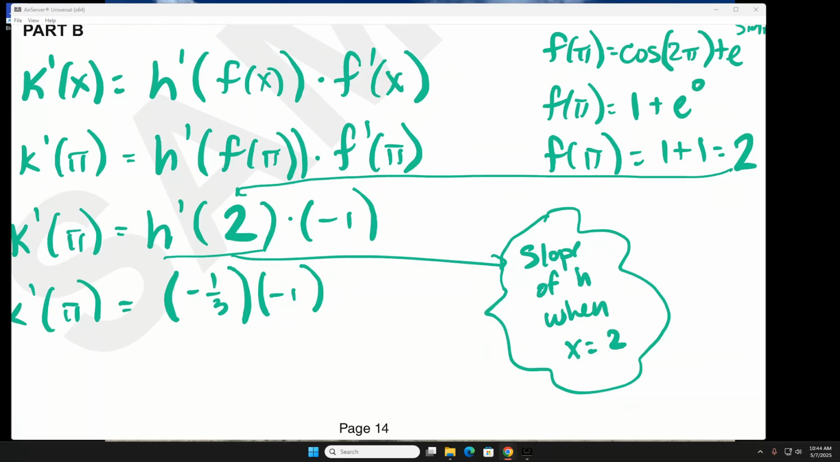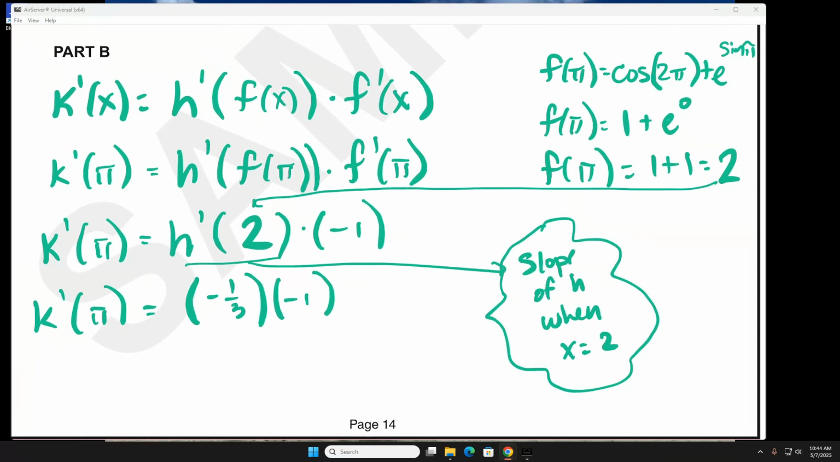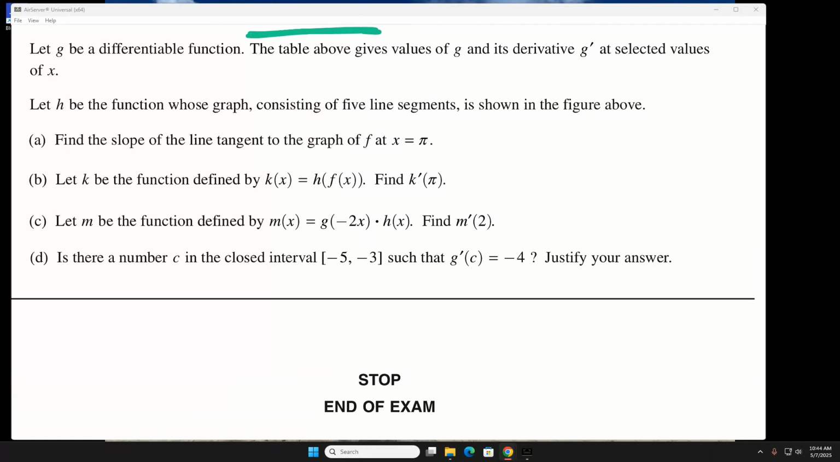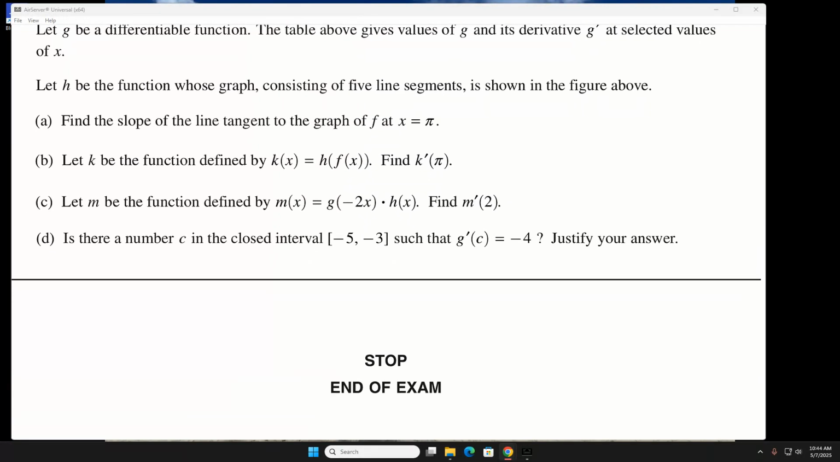Okay. I like the function mashup questions. You just get to use a whole lot of different things you learned in calculus. All right, let's look at part C. This time we have a whole new function, which is m. And m is g of -2x times h of x. And we want to find m prime of 2.